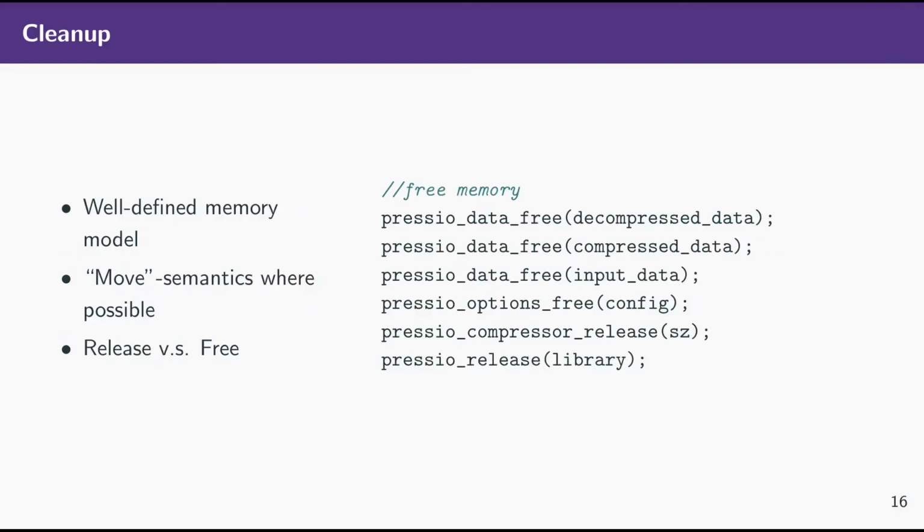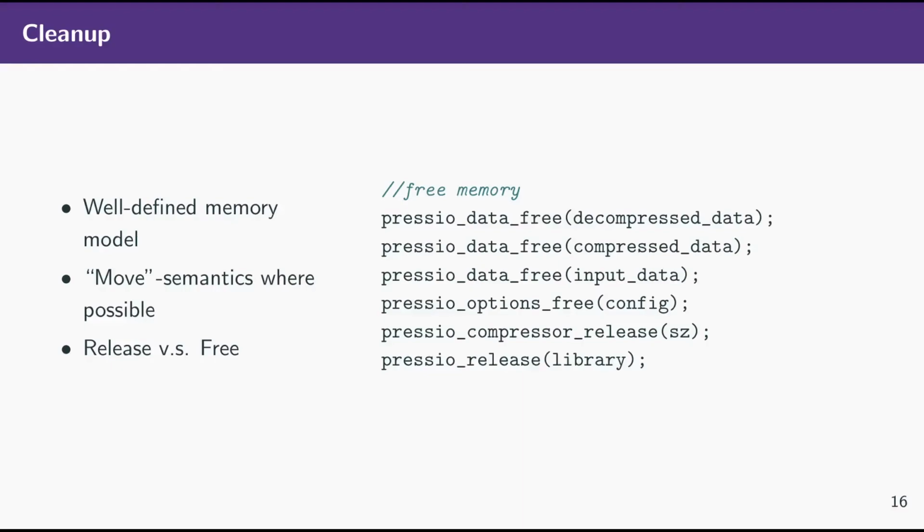Any good C or Fortran programmer is used to freeing memory. Basically, you're going to call pressio data free for each of the data buffers. You may notice that we're not calling pressio data free on description. Okay, so why aren't we calling pressio data free on the description that we saw earlier? Remember, description is the metadata that we passed to input data when we read in the input data file. Well, that's because LibPressio tries to implement move semantics where they make sense.